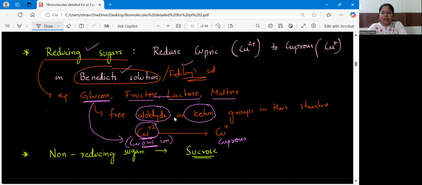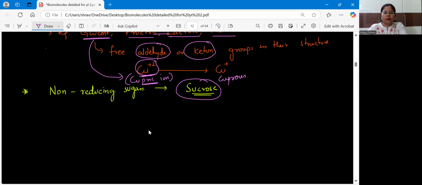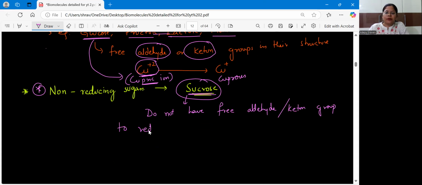And the only sugar in your syllabus which is mentioned is sucrose, which is considered as the non-reducing sugar. Very, very important from NEET point of view. So sucrose is a non-reducing sugar because sucrose does not have free aldehyde or ketone group to reduce cupric ions to cuprous.